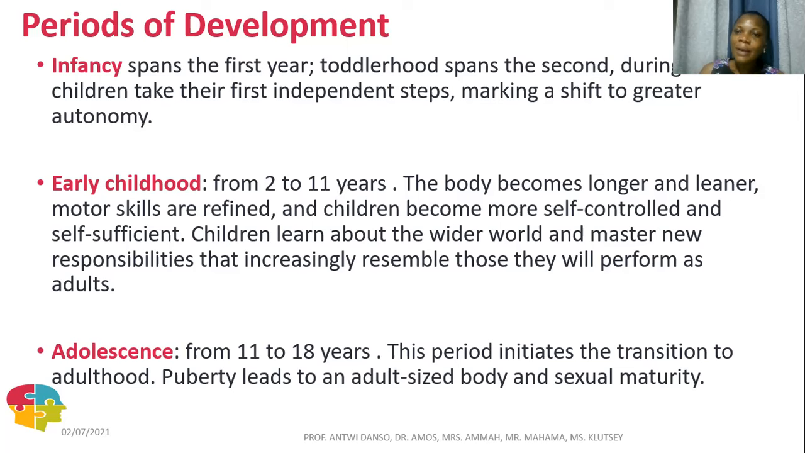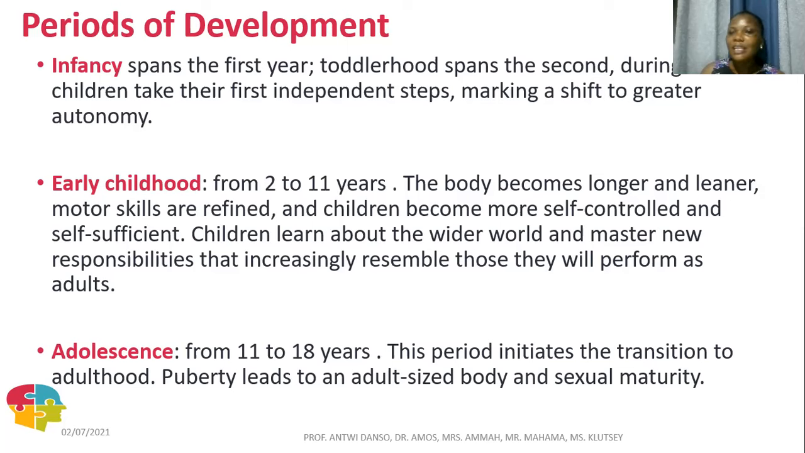Because usually by the first 2 years, the child is now learning to what? Take their first independent step, and then start making what? The preparations or the rehearsals towards greater autonomy so that they can do things for themselves. Then we have childhood, which is from age 2 upwards to age 11 years.